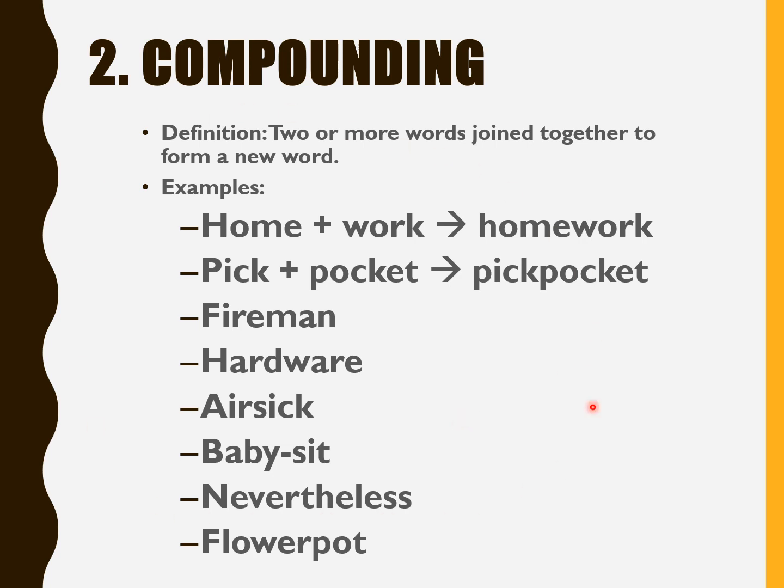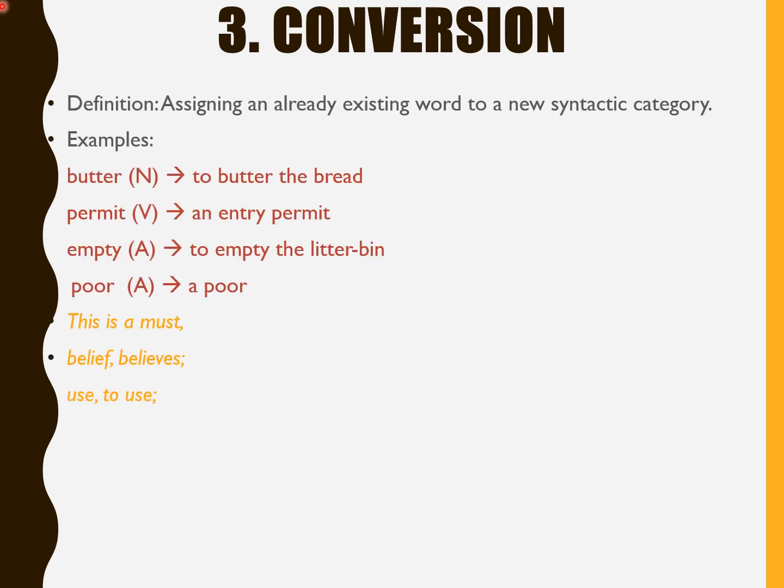So here are the common examples for compounding. As we see here, we add two separate words in order to make a new one. Homework, pickpocket, fireman, hardware, airstick, babysit, nevertheless, flower pot. So as you can see, we have several types. It's solid without any space, hyphenated with a dash, and it can also be open with some space between the words. Now let's move to the next page.